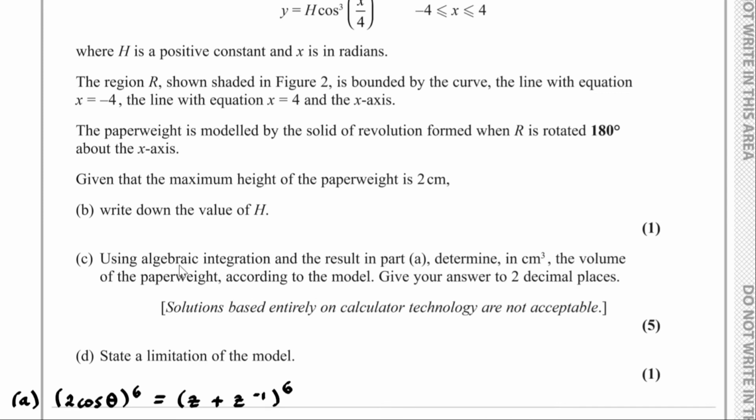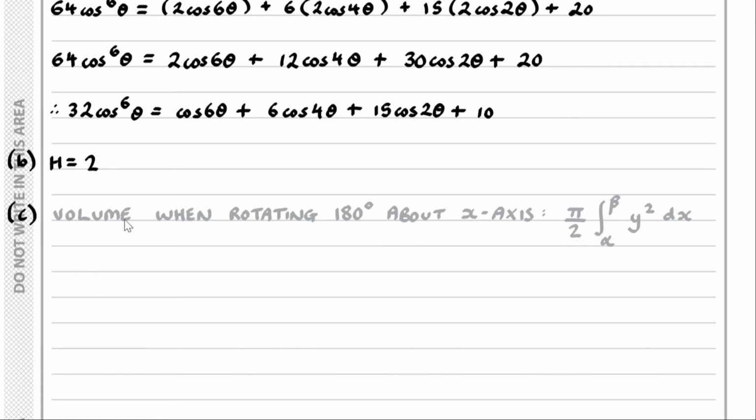For part C of the question, using algebraic integration and the result in part A, we have to determine in centimeters cubed the volume of the paperweight according to the model. Give your answer to 2 decimal places. Well, the volume when rotating 180 degrees about the x-axis is given by pi over 2 times the integral of y squared with respect to x between alpha and beta. And the reason we have pi over 2 is because we are rotating by 180 degrees.